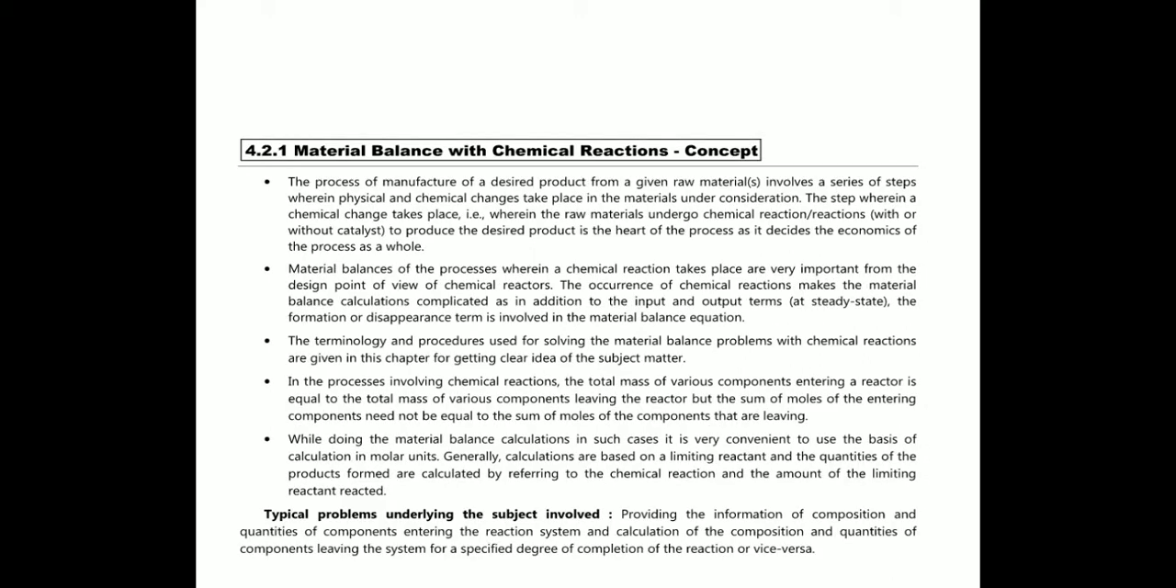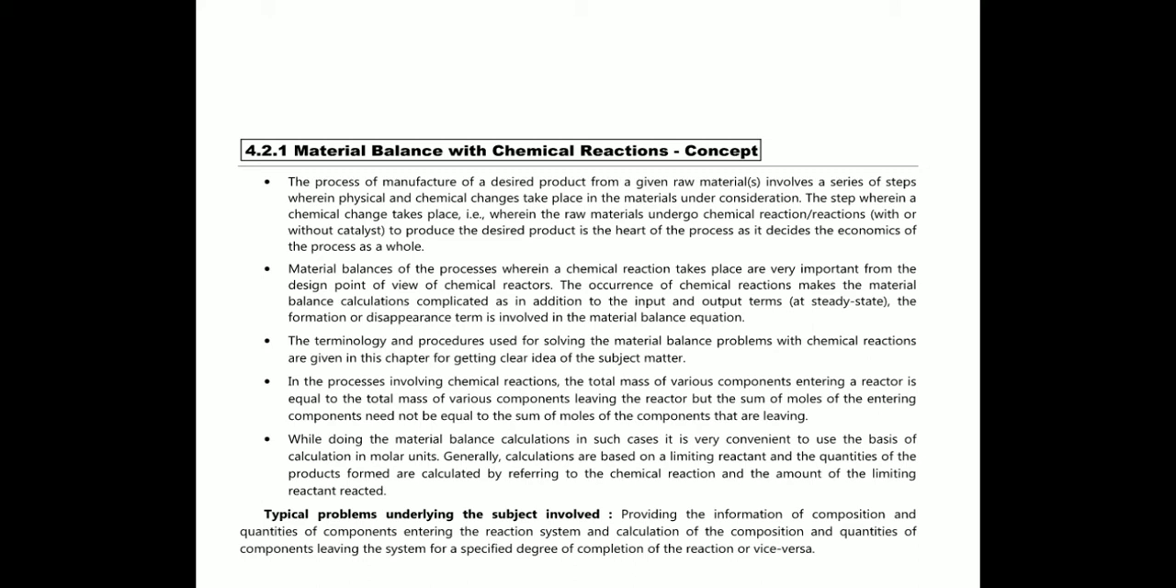Now see how the material balance with chemical reaction is to be done. The process for manufacturing a desired product from a given raw material involves a series of steps where physical and chemical changes take place in the material under consideration. The steps where the chemical changes take place, that is, where the raw material undergoes chemical reactions with or without a catalyst to produce the desired product, are the heart of the process, and they decide the economics of your process as a whole.